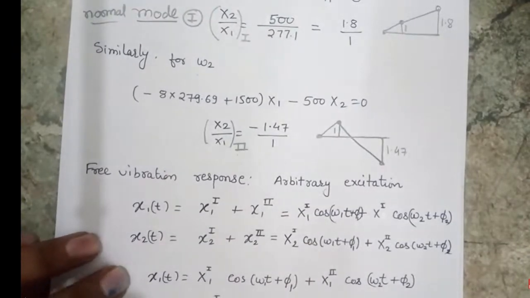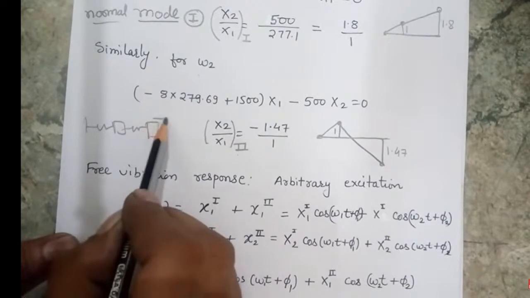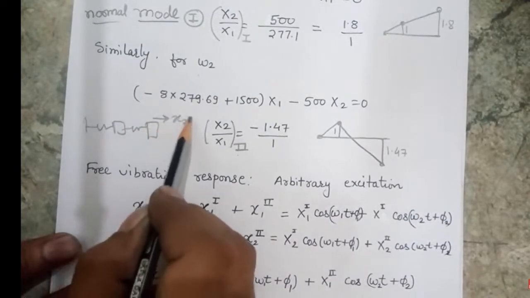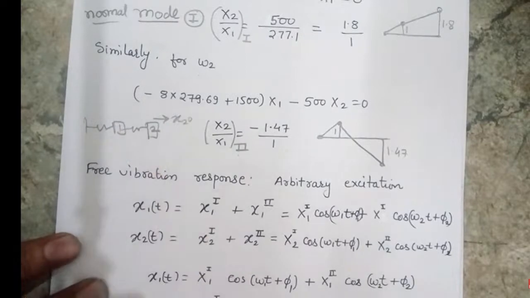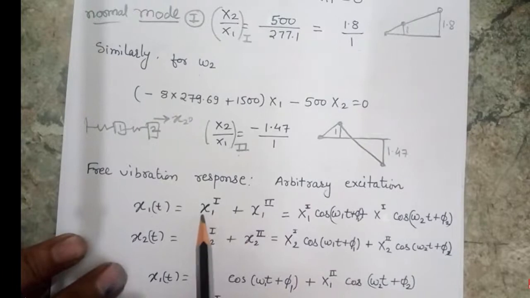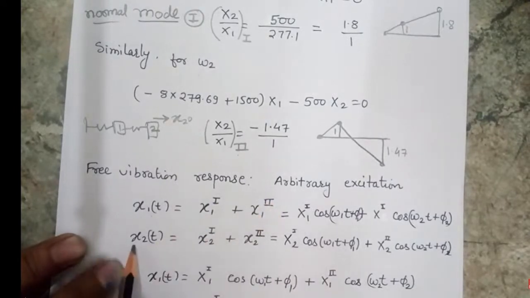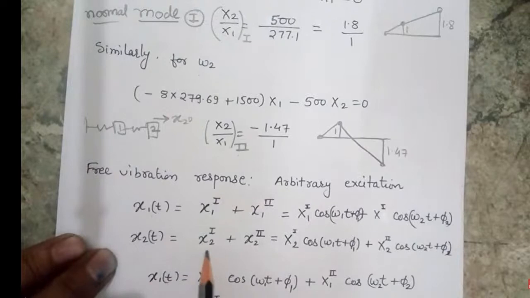Now if I have any arbitrary excitation to my system, for example, if this is my system and I give an initial displacement X2 naught to my second mass, then what will happen? In such a case, your response will be the contribution of both modes, and that is what I am representing here: X1, this is the contribution from the first mode and this is the contribution from the second mode. Similarly, the response of the second mass will be the contribution of X2 for the first mode and X2 for the second mode.